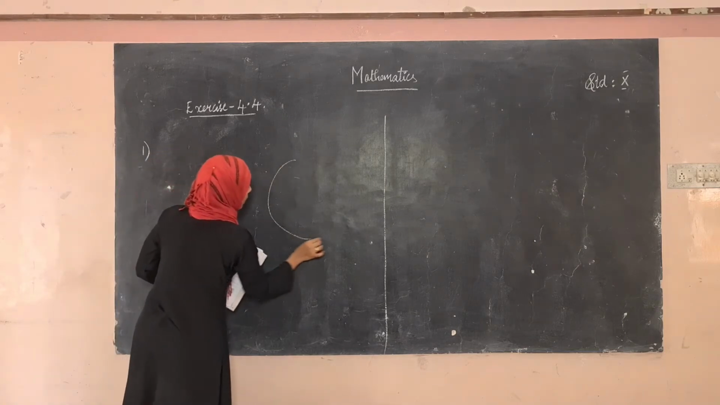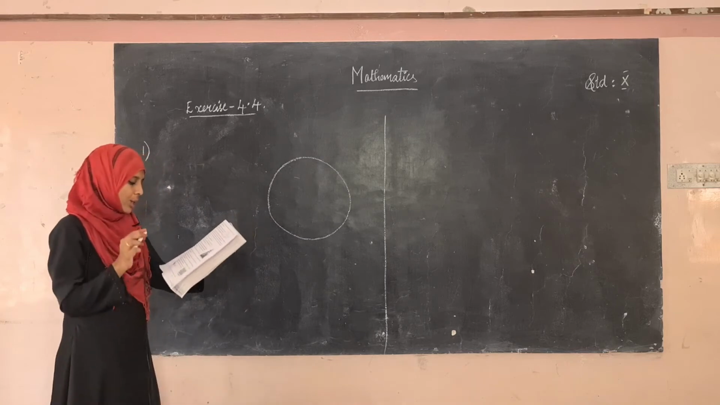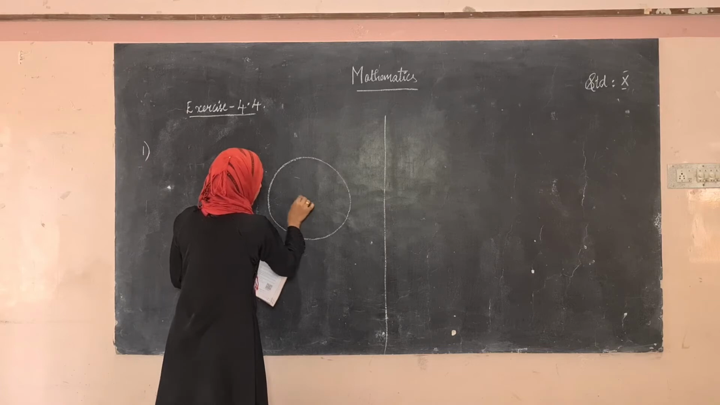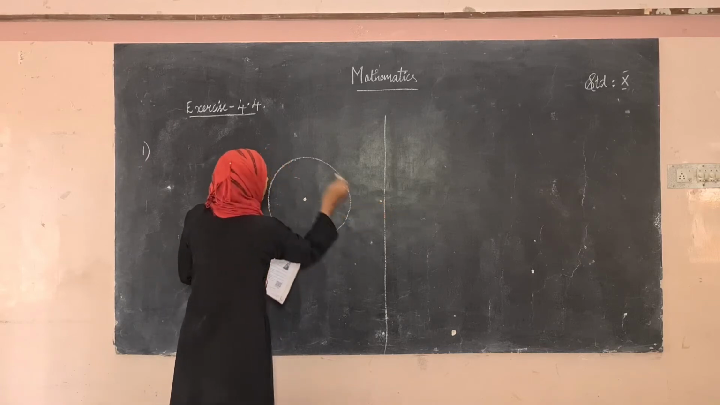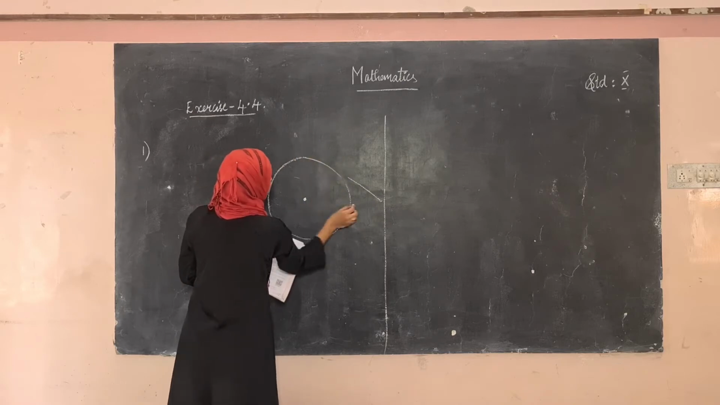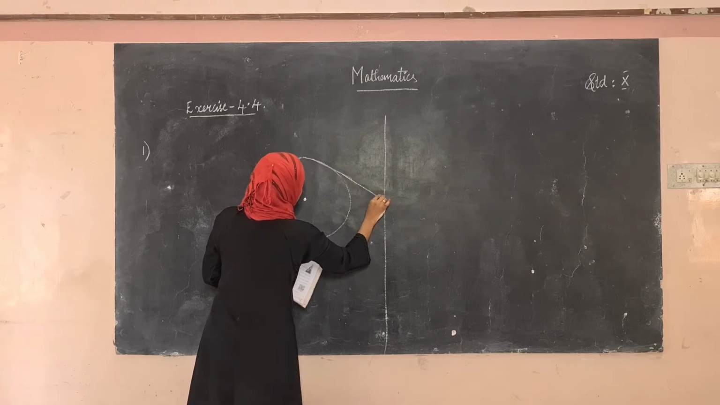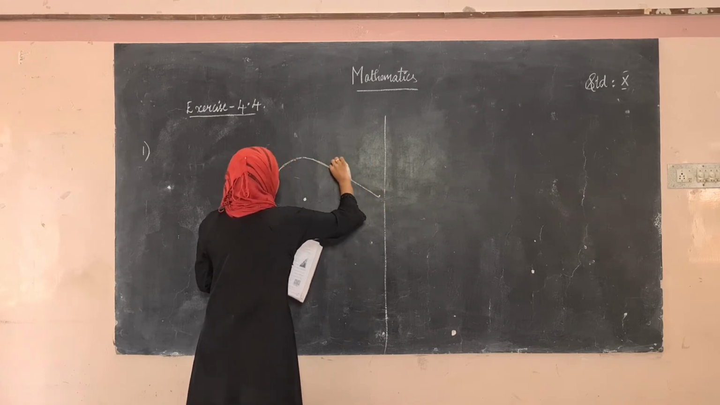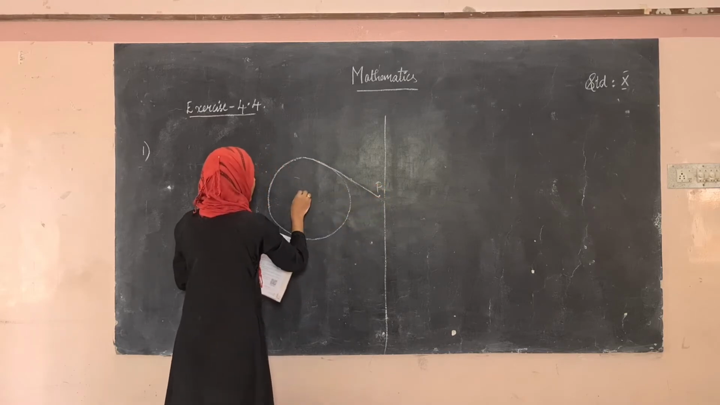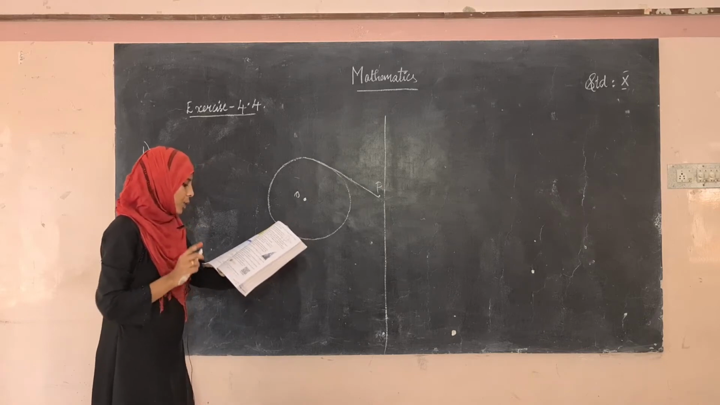See, they are given a circle. The length of the tangent to a circle from a point P. Let this be the center, this be the point P. So this is the tangent, right? Tangent means the line which touches the circle at only one point is said to be the tangent. And let this be the center O.